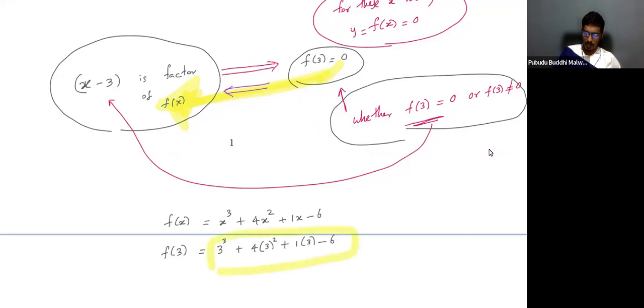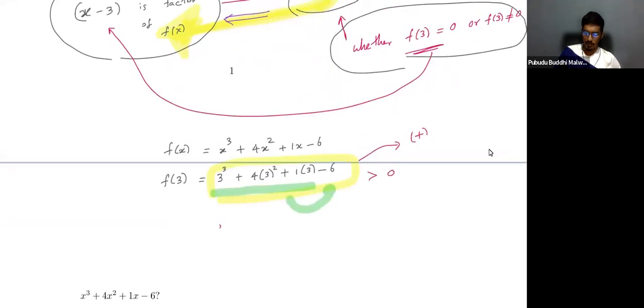Clearly, these three values are greater than 6. So that value minus 6, definitely you will get a positive value for this part. Positive value greater than 0. Hence, f of 3 does not equal 0.